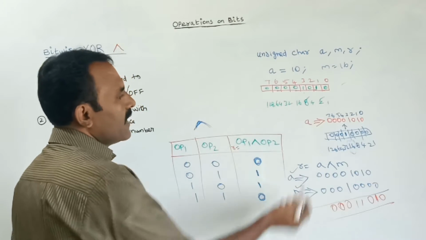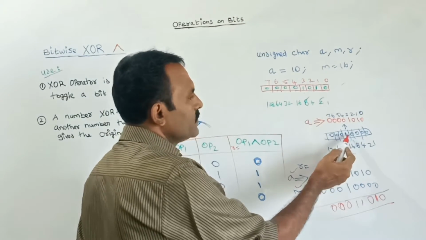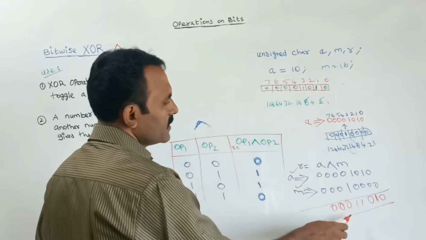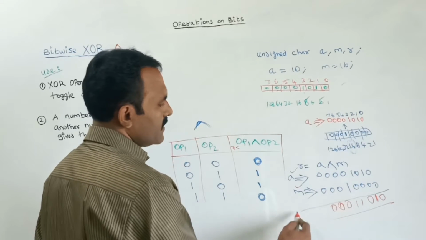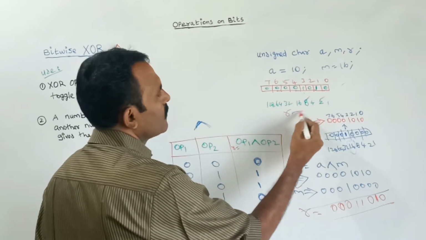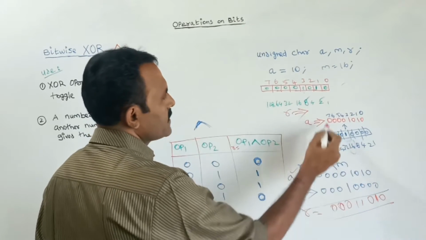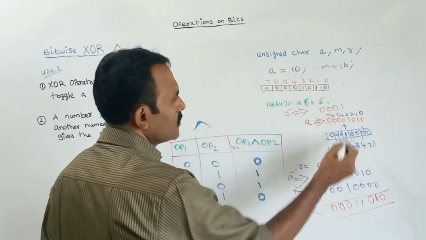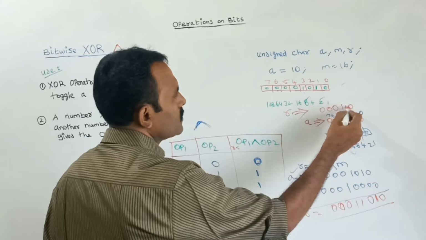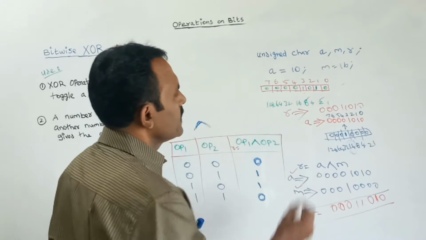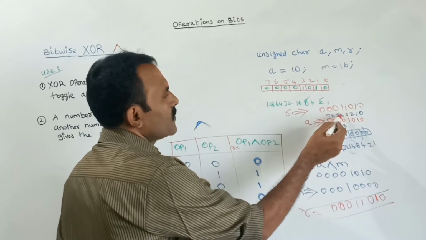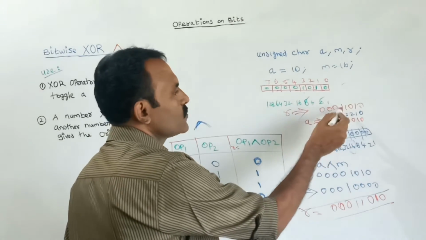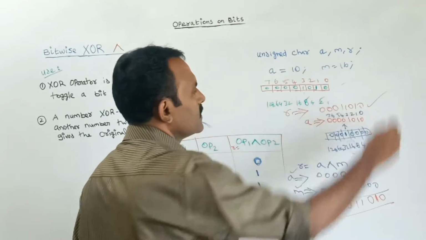See here, using this mask value I have changed the fourth position value to 1. So this is the result. Our result is 0 0 0 1 1 0 1 0. Here the fourth position value was 0. I have toggled this, that is, changed it to 1. So this is the result.